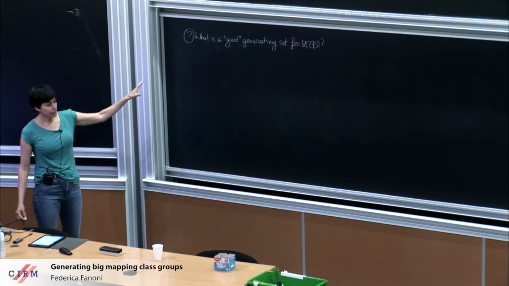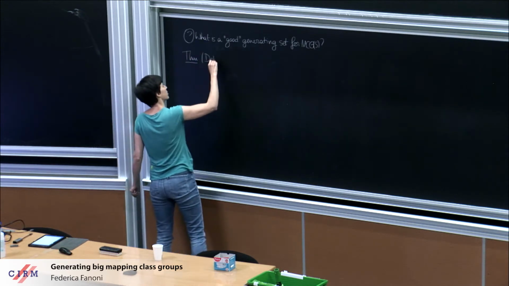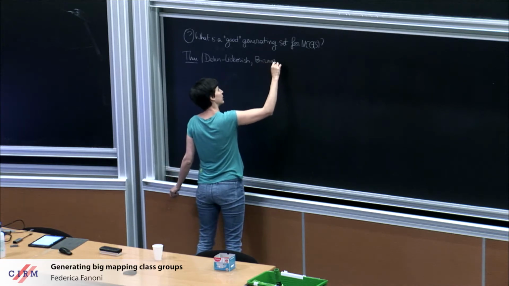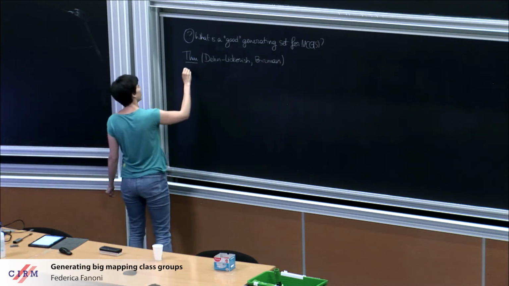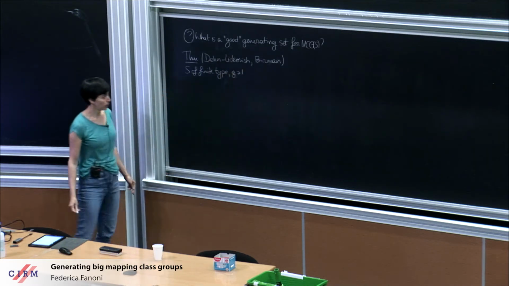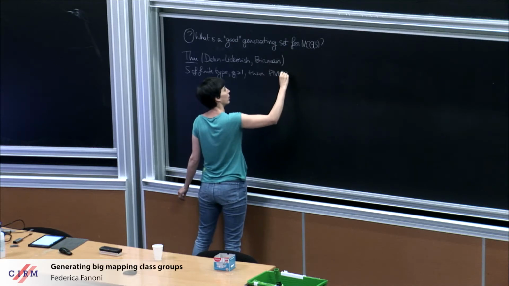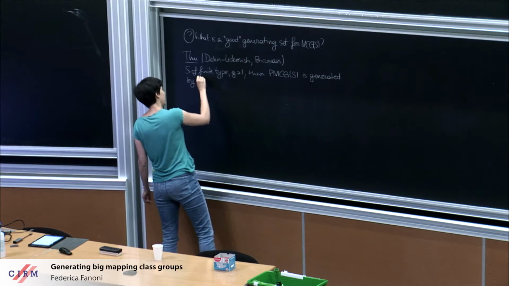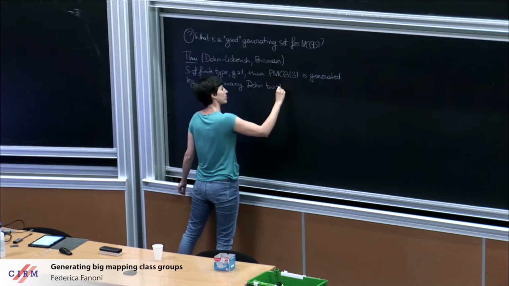So there's a very good answer, in my opinion, to this question in the case of finite type surfaces. This is a theorem due to Dehn and Lickorish, together with the work of Birman. It tells me that if S is of finite type, and I'm assuming that it has positive genus, then the pure mapping class group is generated by finitely many Dehn twists about non-separating curves.